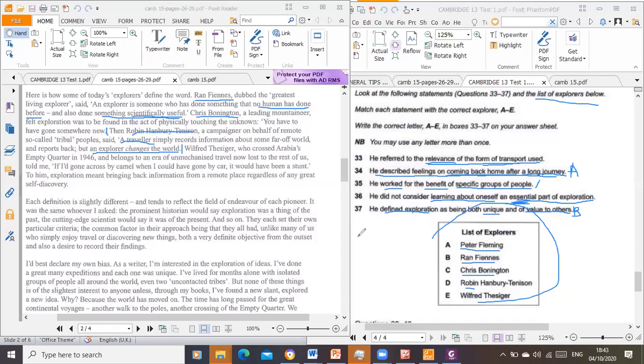Let's see what relates to him. He worked for the benefit of a specific group of people. Now, they said, this guy, a campaigner on behalf of remote so-called tribal people. You can see, on behalf, he was working for these tribal people. Okay, look at where they put that. He was working on behalf of these tribal people. Now, we can still review all these. Let's say that is D.